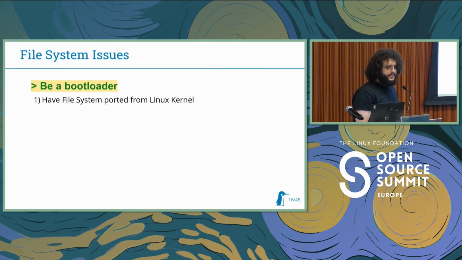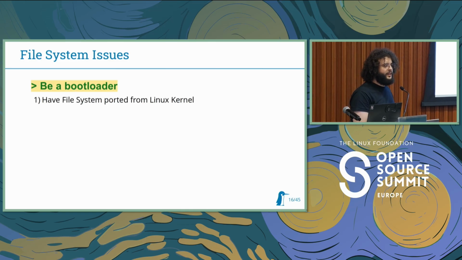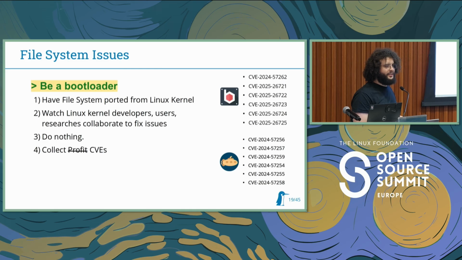The first act is you are a bootloader and you want a file system. You are a bootloader with a GPL2 license. So yeah, you will copy the file system from Linux. And the second step is, after you have ported it, you watch how Linux developers, researchers, users collaborate on fixing memory safety issues that are inherent to any complex software, really, in a memory unsafe language. And now the third part, which is very critical, you do nothing, and then you collect CVEs, and a lot of them. If you just search for your bootloader of choice, you will find so many CVEs about file systems.